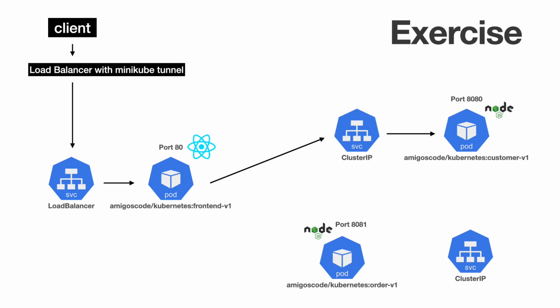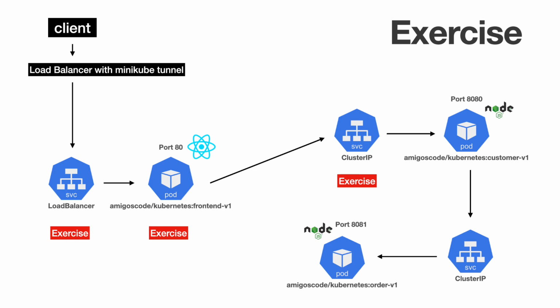Then that is forwarded to the pod right here, so amigoscode/kubernetes:customer-v1, and then you saw that customer talks to order using a cluster IP service, and it goes like that. So basically we pretty much have almost everything apart from the rectangles in red. Those are part of the exercise, and I'm going to write everything down so you can follow step by step and have everything up and running.